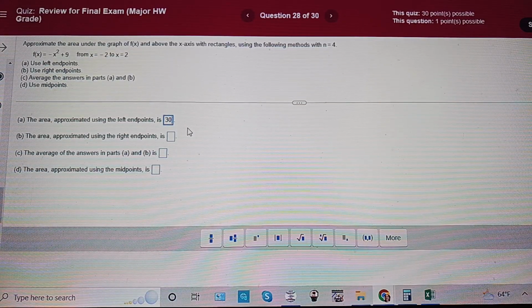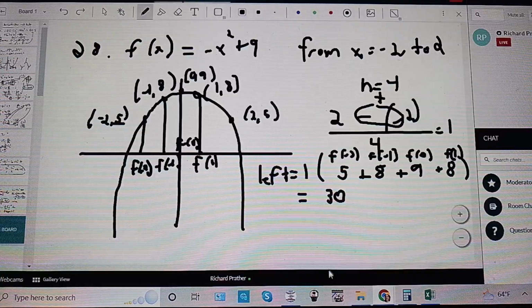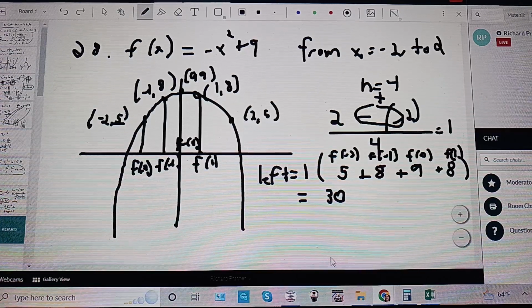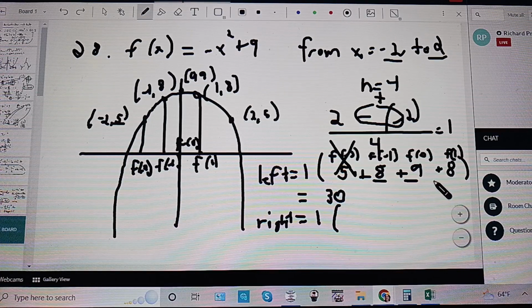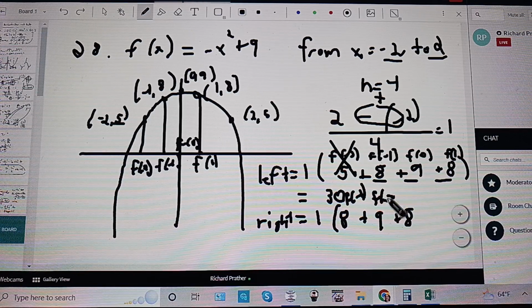Now, because I have a symmetrical graph, and because I'm doing it over a symmetrical portion of its graph, this would be different if I went from, say, -2 to +1. Then the answers would be different. But because of that, for the right endpoints, you still have your width of 1. And you don't do this first one. You do these. These are your first 3, actually. They always share those 3. So I'm doing f of -1, f of 0, and f of 1. Those are in both of them.